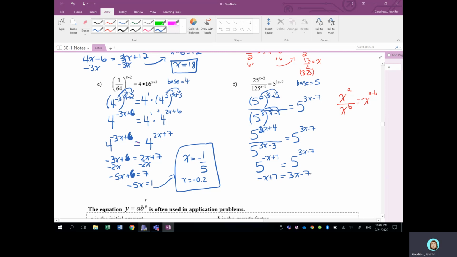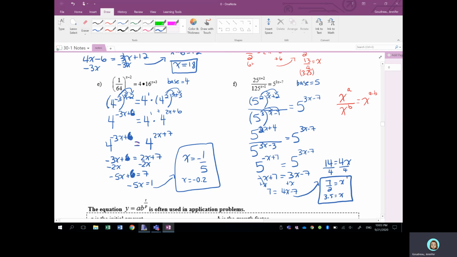I'm going to go ahead and solve this. I'm going to, in this case, add x to both sides. So that's gone. We're just left with 7 on the left-hand side, 4x minus 7 on the right-hand side. We're going to add 7 to both sides. So 14 equals 4x. Divide both sides by 4, and simplifying, we get x equals 7 over 2, or 3.5.